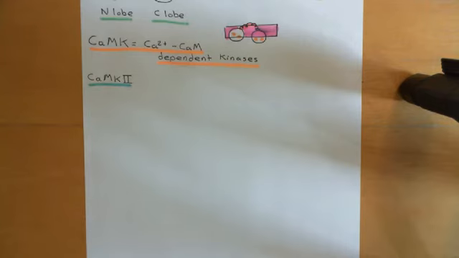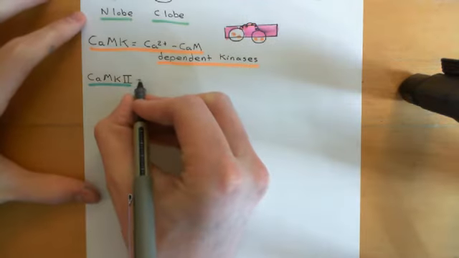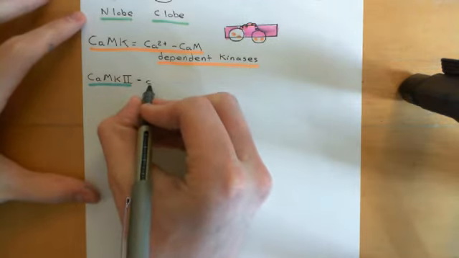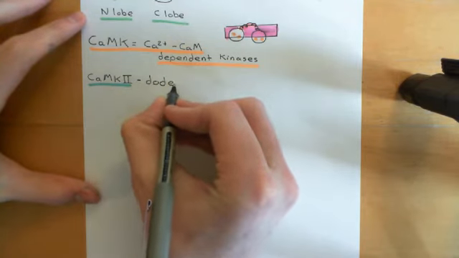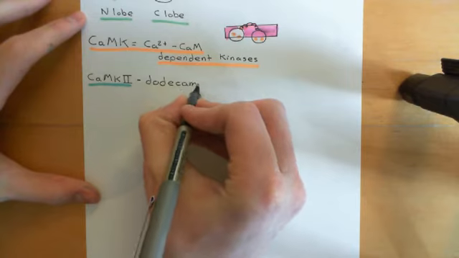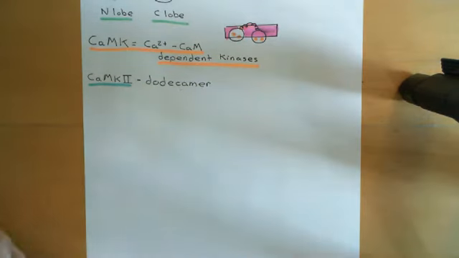We're now going to focus on this specific example of a CamKinase enzyme, the CamKinase 2 enzyme. CamKinase 2 is a rather extraordinary protein. It assembles into massive complexes of 12 individual CamKinase 2 proteins. So it assembles into dodecamers, basically, 12-membered structures.